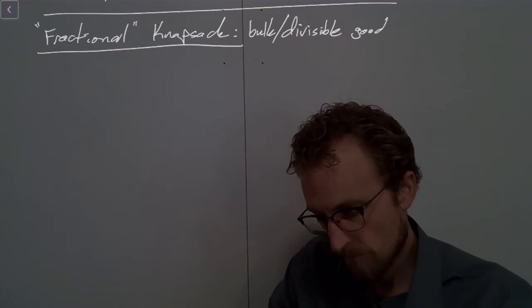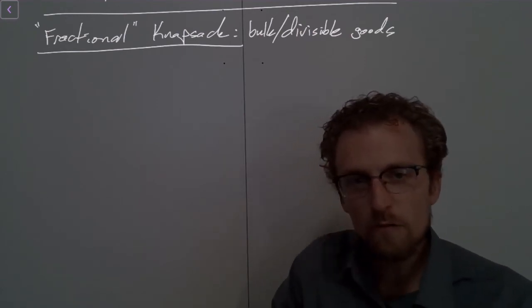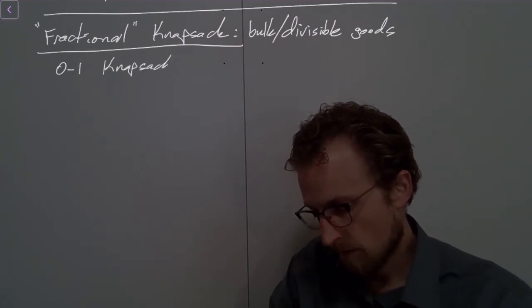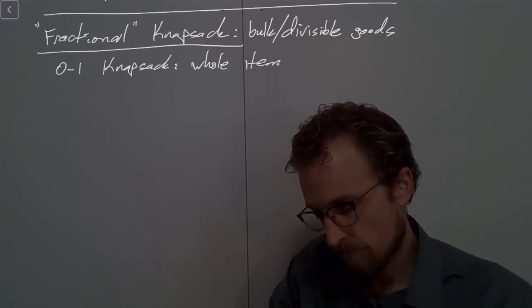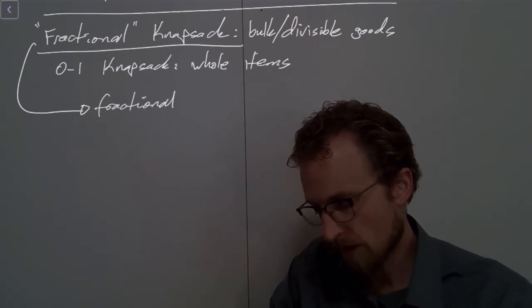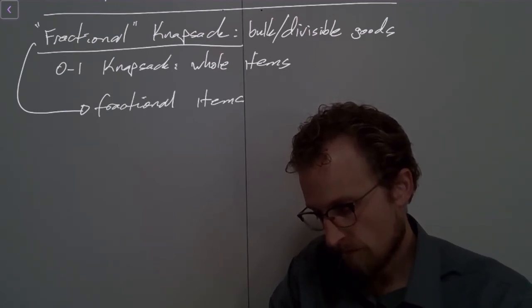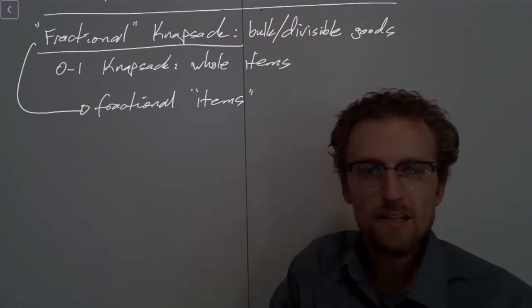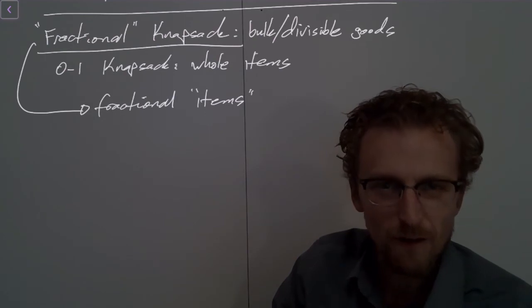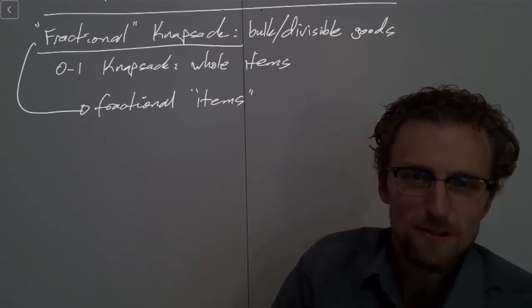Okay, and the distinction from the 0-1 knapsack, right? So we can write 0-1 knapsack, whole items. Whereas the fractional knapsack, you can take fractional items. Hence the name fractional. The fractional knapsack is also like the knapsack in a world where if you cut a TV in half, it's a TV that's half as valuable or something like that.